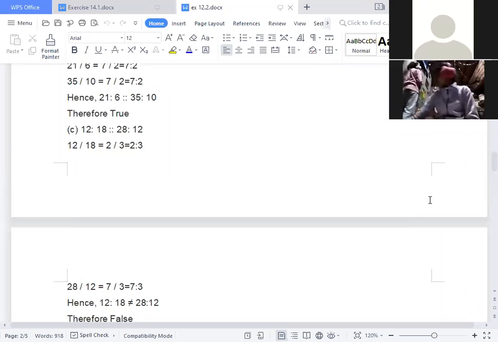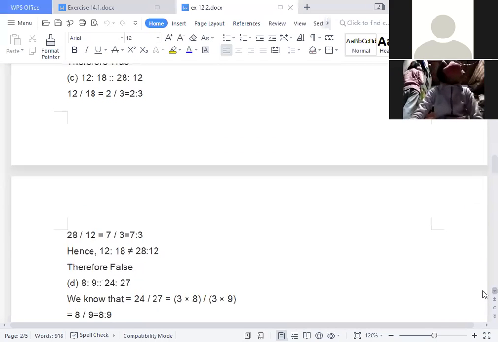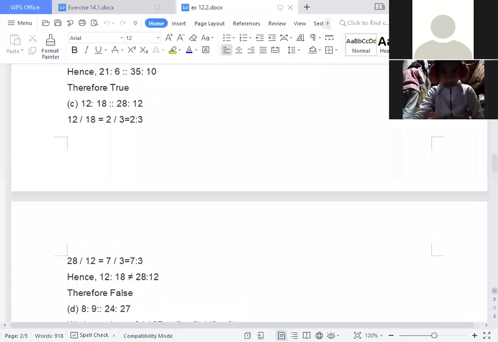Yes, Bhumika, give me the next answer. 8:9. Yes, ma'am. Do 8 and 9 go in any table? Both the numbers, 8 and 9. No, ma'am. No. So 8 and 9 is in lowest form. ये lowest form में है, 8 and 9.